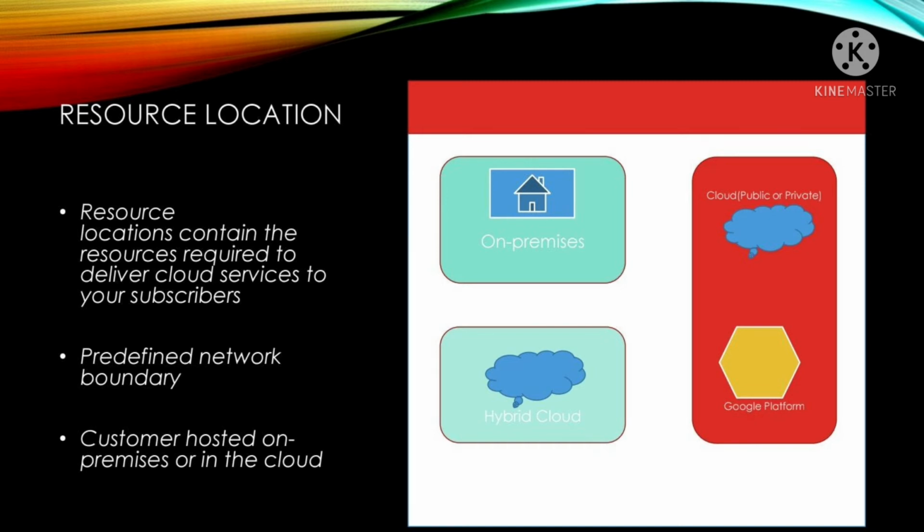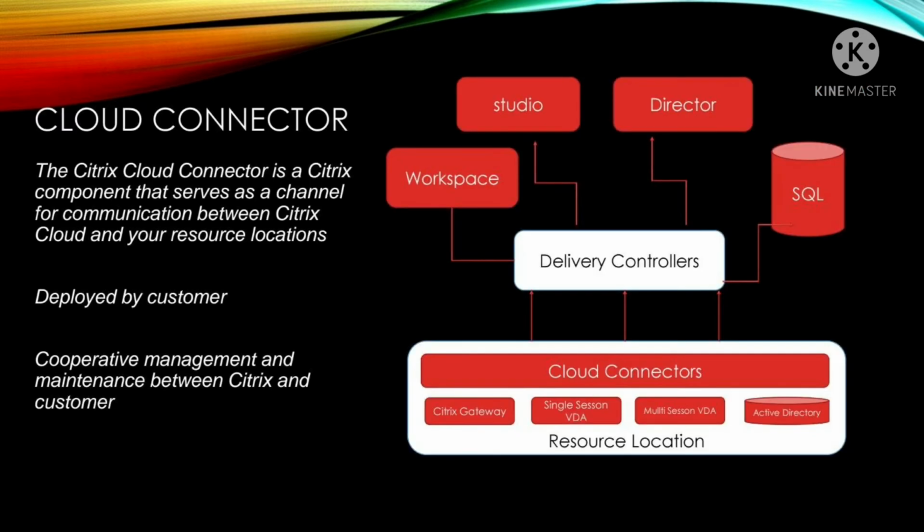Each resource location has a defined network boundary and must be able to communicate to both Citrix Cloud and customer managed infrastructure. You can host resource locations in an on-premises data center or in a public or private cloud, and the resources in those locations can include items such as hypervisors, virtual machines, and Citrix components such as the virtual delivery agent.